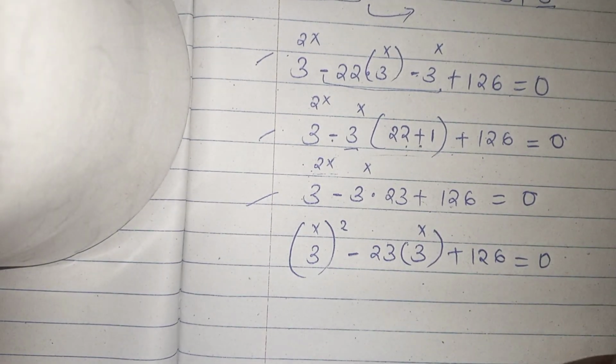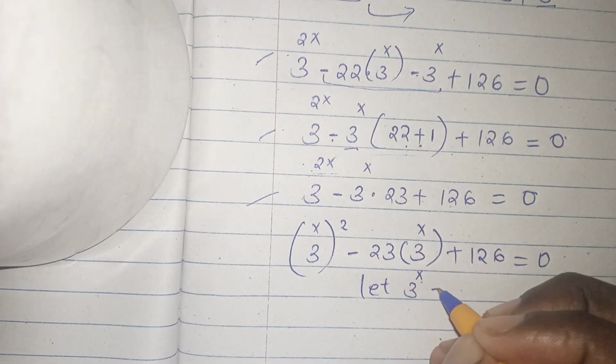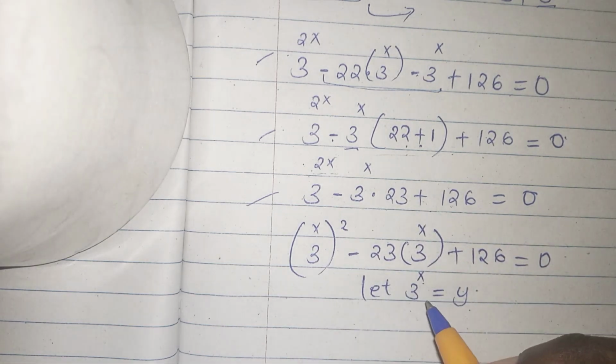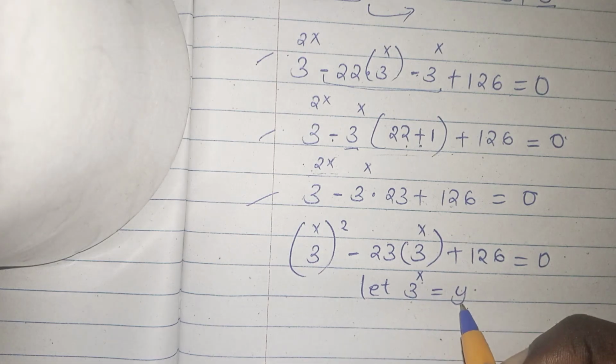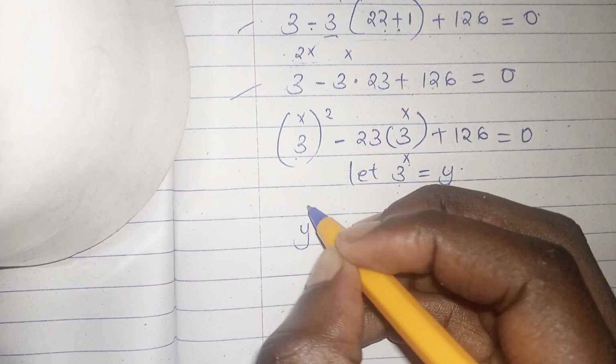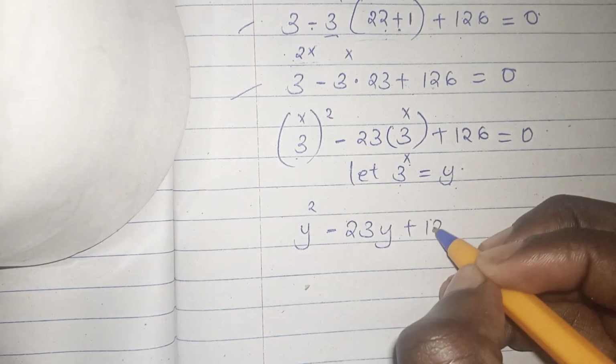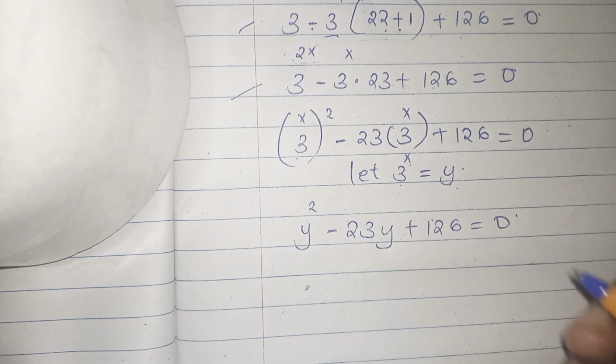So we are going to use substitution, whereby we say let 3 to the power of x is equals to y. Where there is 3 to the power of x, we are replacing it with y. Therefore, this is y squared minus 23y plus 126 is equals to 0.